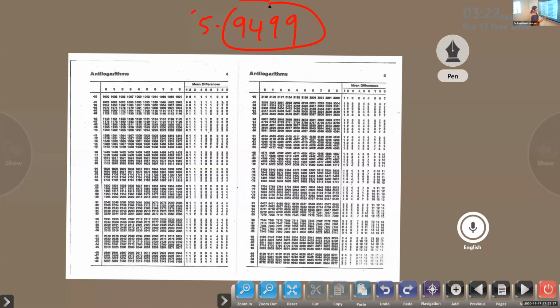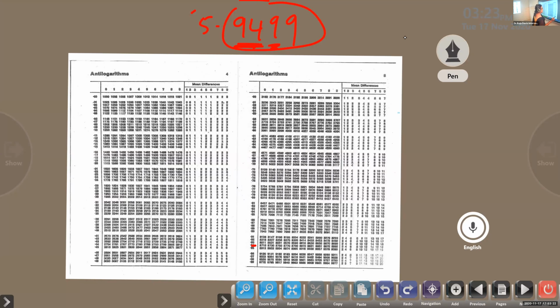Take 0.9499. So for us, look for 0.94 here, same as it is. Look for 0.94 here, and under that, go under 9. Under 9, you get 8892.